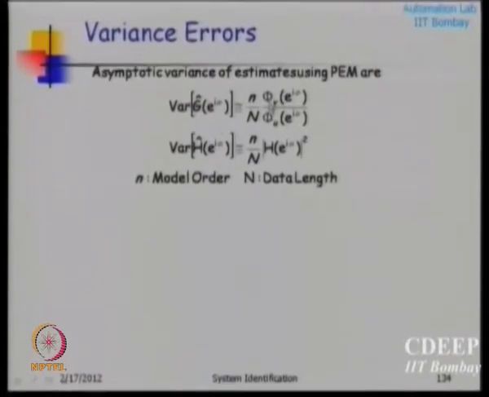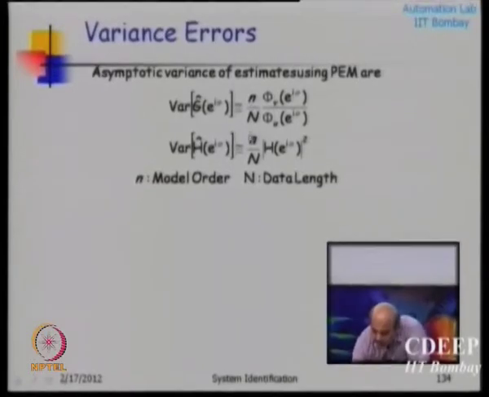And this is the noise spectrum and this is the input spectrum, okay. This ratio of noise spectrum to input spectrum is called the noise to signal ratio, okay. Just look at this expression and tell me, how will you make the variance error small? One way is to choose small n, use a smaller number of parameters. If you are using a large number of parameters, better choose large N. Capital N should be large, okay.